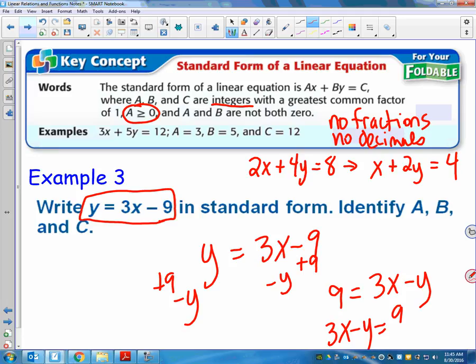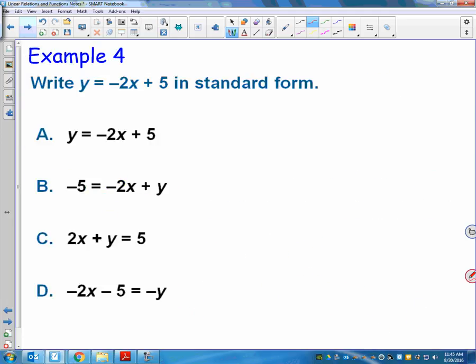Alright, so if you have a question on that, go ahead and answer this one. Multiple choice. On Socrative. It is question 6 on Socrative. Write this in standard form. Pick which one of these meets the criteria. X and y are on the same side. X has to be positive. No fractions and no decimals.